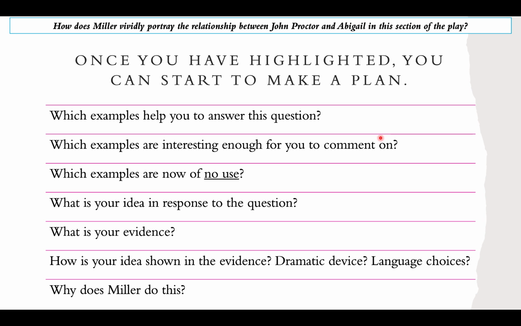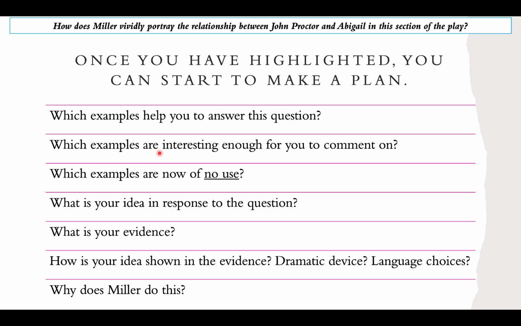So you want to make sure that you go back to the question. You're addressing the question directly now, and you're trying to decide, which points do I want to make? Which big ideas are being reflected in this extract, and which evidence will I use to support it? So which examples help you to answer the question? Which examples are interesting enough for you to comment on?